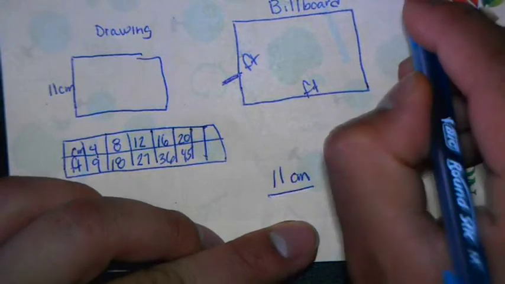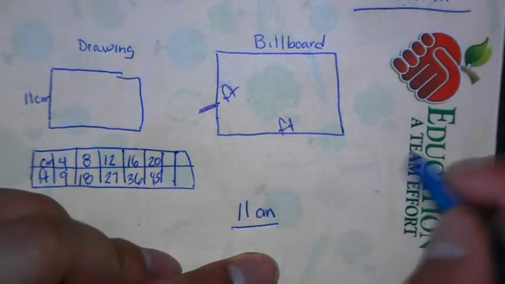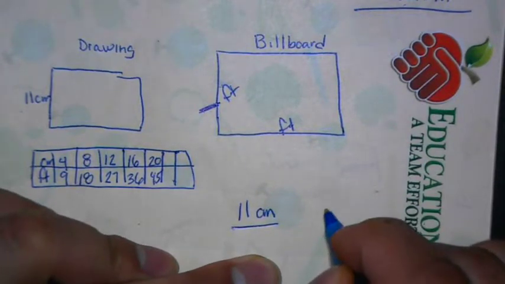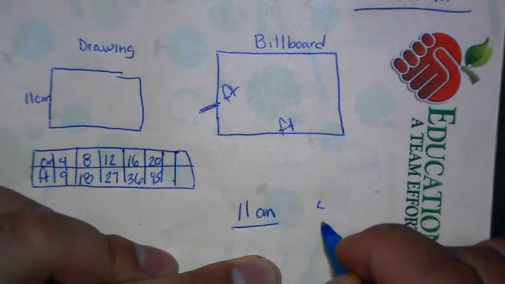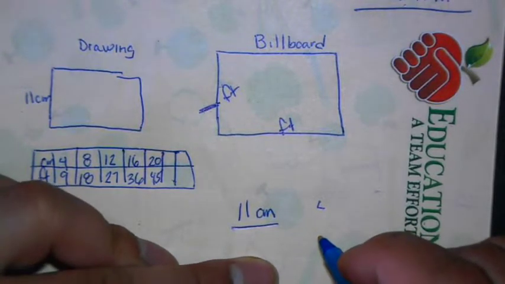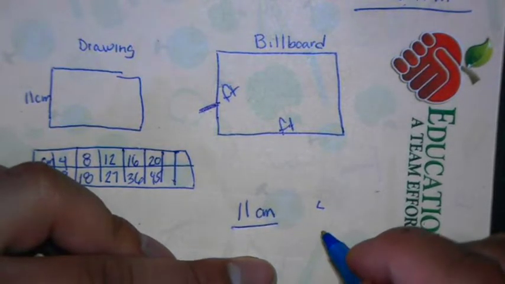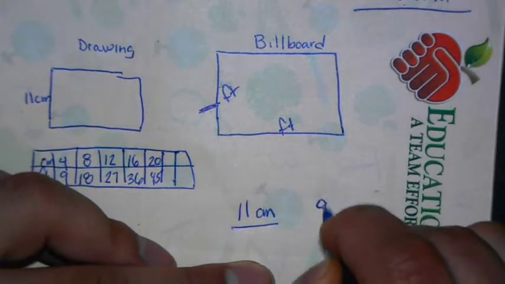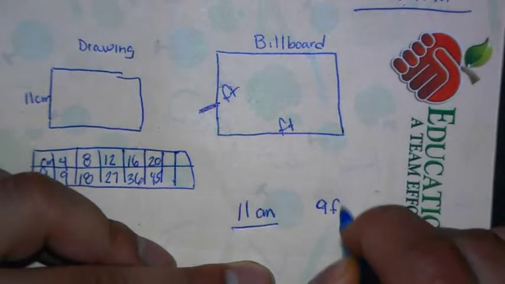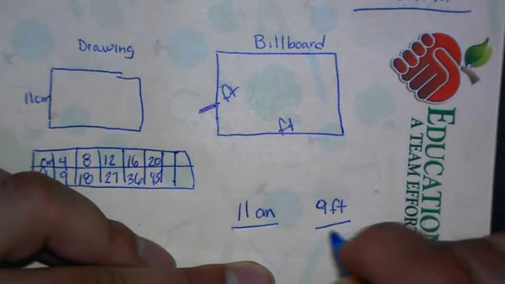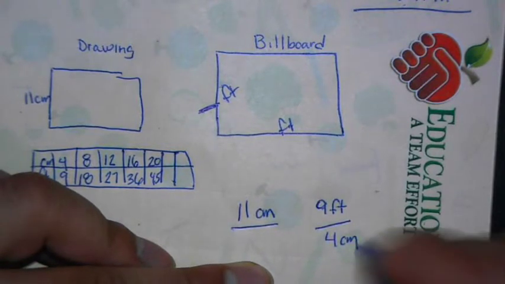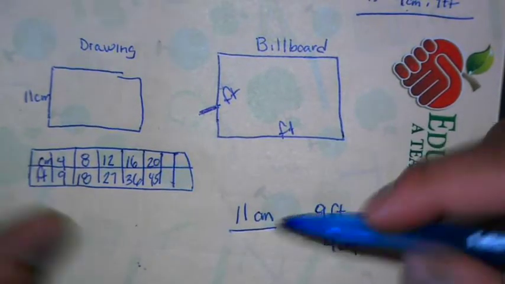And I also have a scale factor. Okay? And my scale factor is 4 over 9. Okay? And I'm going to go ahead and multiply this using my scale factor, but I'm going to flip it around. And let me show you why we want to flip it around.